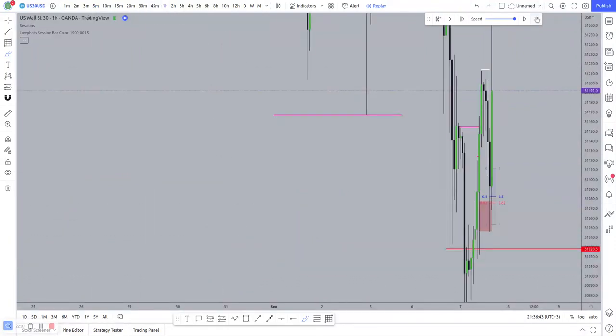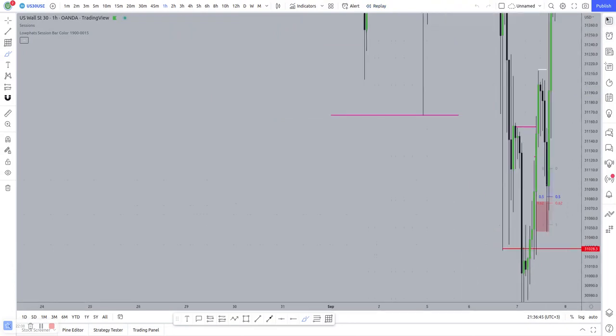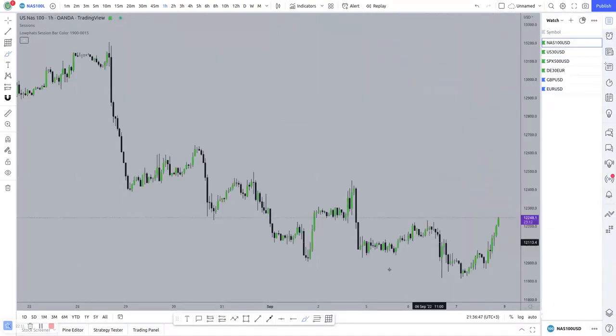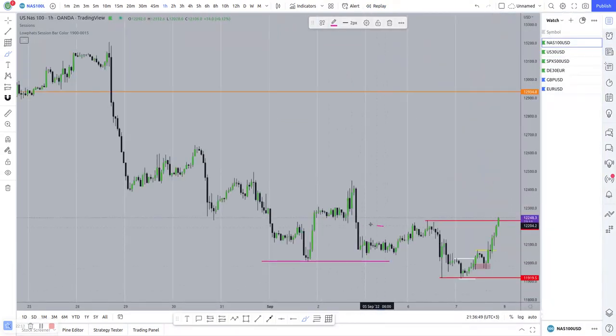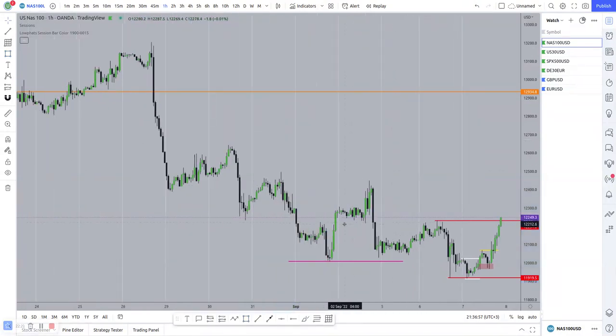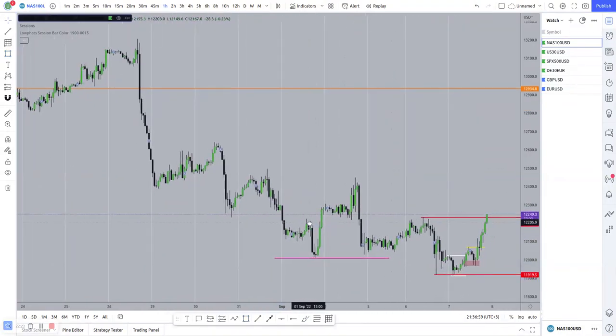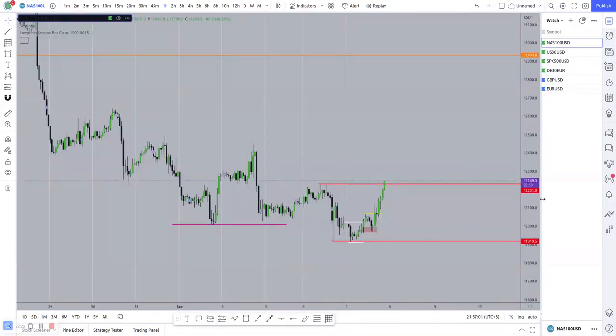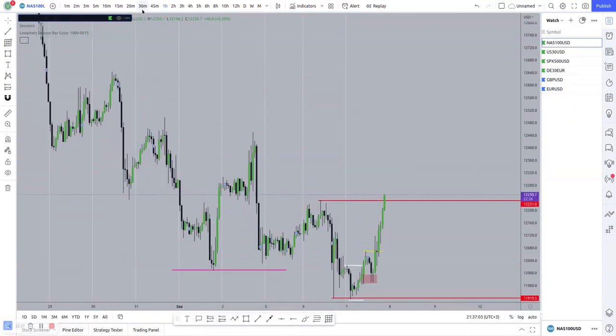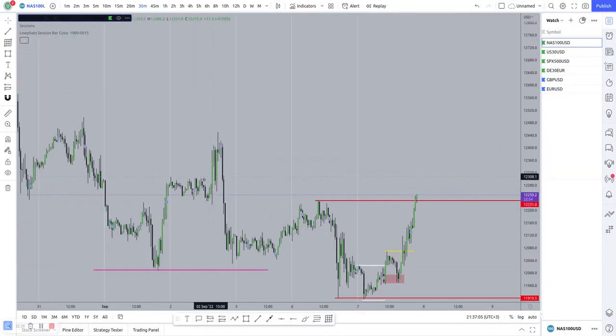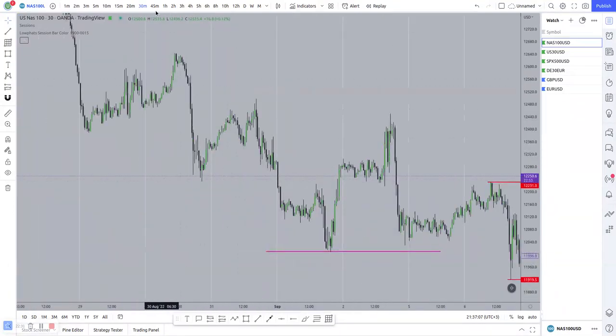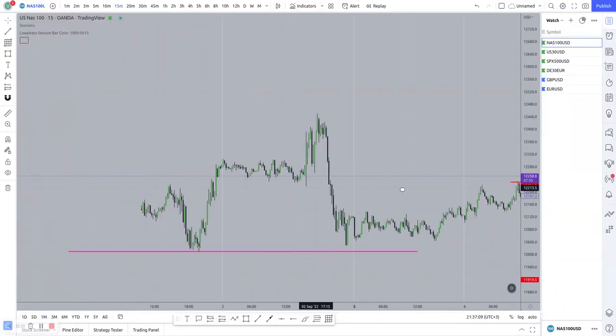If I don't find it on this pair, let me look on Nasdaq. I'm sorry. Let me look for it for you guys. I know I will find it.